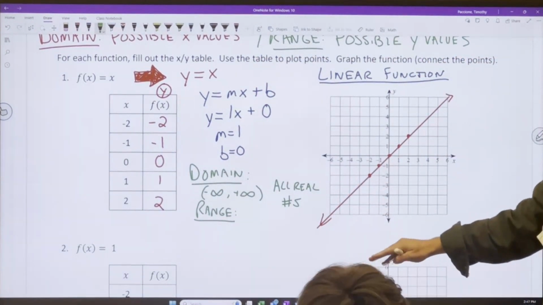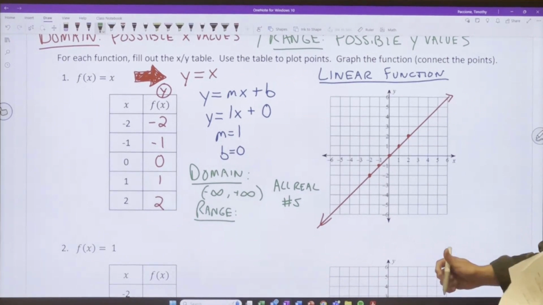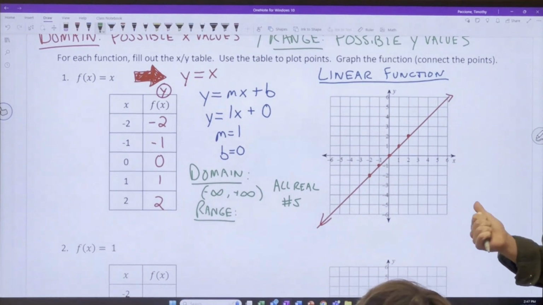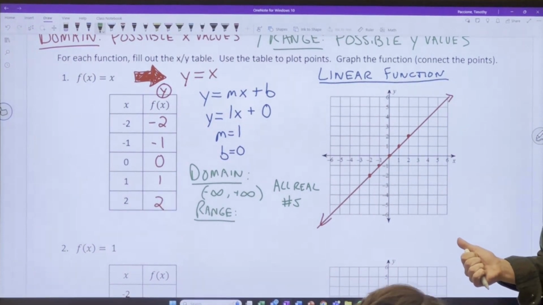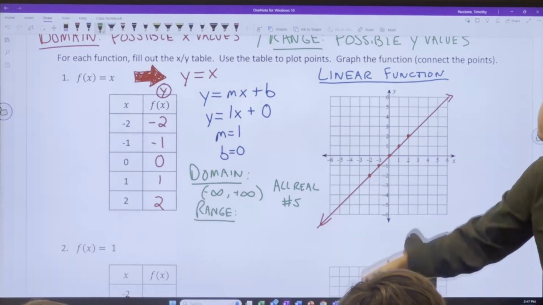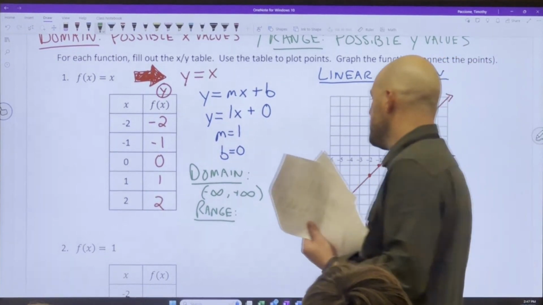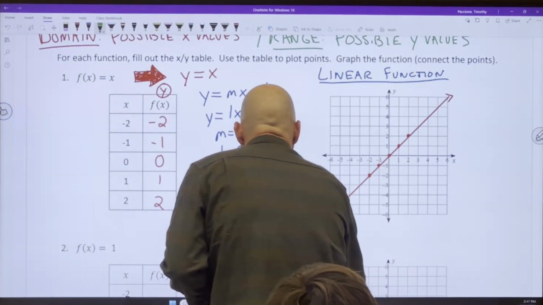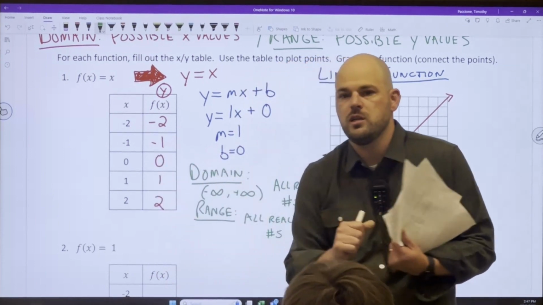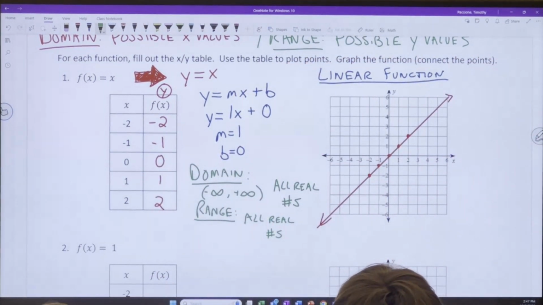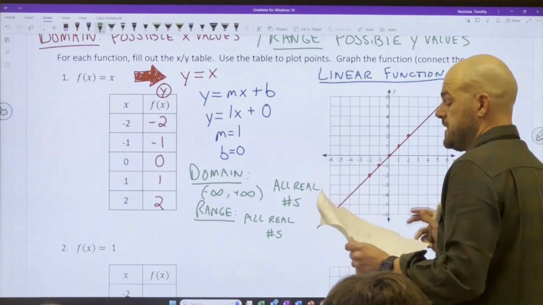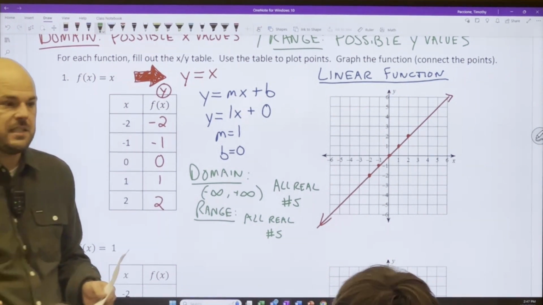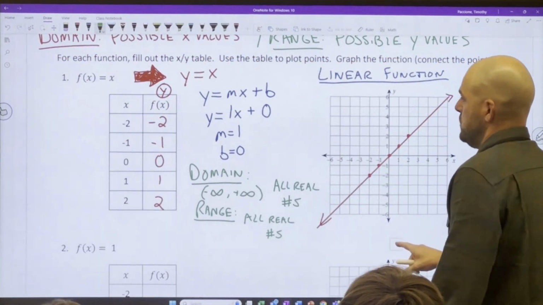Our range then, or our possible y values, right? Again, it goes down to -6, it goes up to 6, but we know it keeps going. So what is our range? What do you think? All real numbers again, right? There's no limit that way, there's no limit that way. So all real numbers, and there's multiple ways to write this. I find that students love to just say all real numbers, done, right? And that's fine. Okay, that's a linear function. That's the one we're kind of familiar with, right? And in fact, there's a special linear function that gets its own category. And that's our next one, okay?